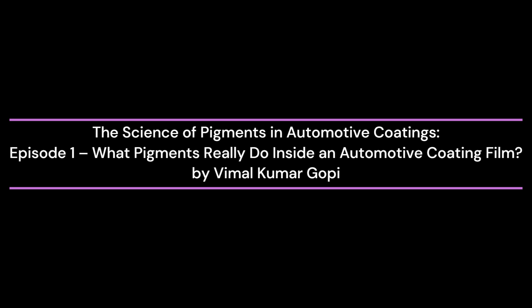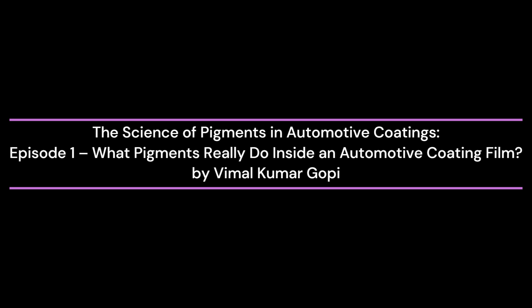When pigments are first introduced into a liquid coating system, they exist as large agglomerates held together by van der Waals forces and, in some cases, electrostatic interactions. The dispersion process applies mechanical energy to break these agglomerates down into smaller aggregates or ideally primary particles, while wetting agents and dispersants stabilize the newly created surfaces. If this process is incomplete, pigment clusters remain in the film, leading to poor color development, reduced hiding power, surface roughness, gloss loss, and long-term instability.